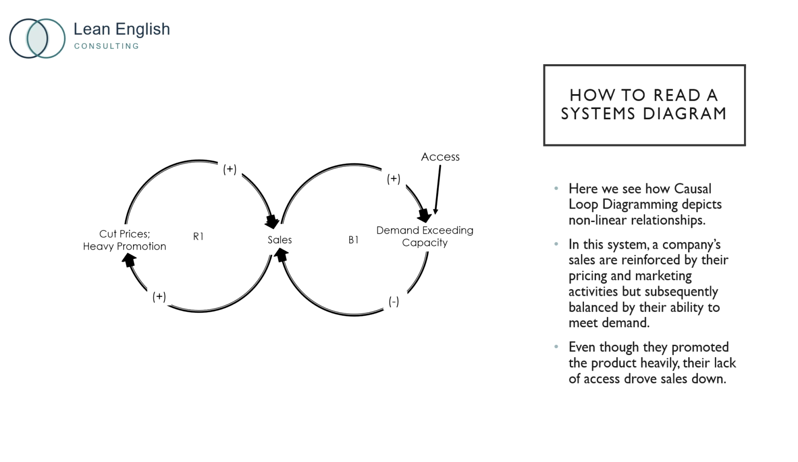The loop on the left is labeled R, showing it is a reinforcing loop, while the one on the right is labeled with a B for balancing loop. The number 1 helps differentiate it from other reinforcing loops. In a large causal loop diagram, there may be more than one reinforcing or balancing loop. In this system, a company is trying to improve their sales.